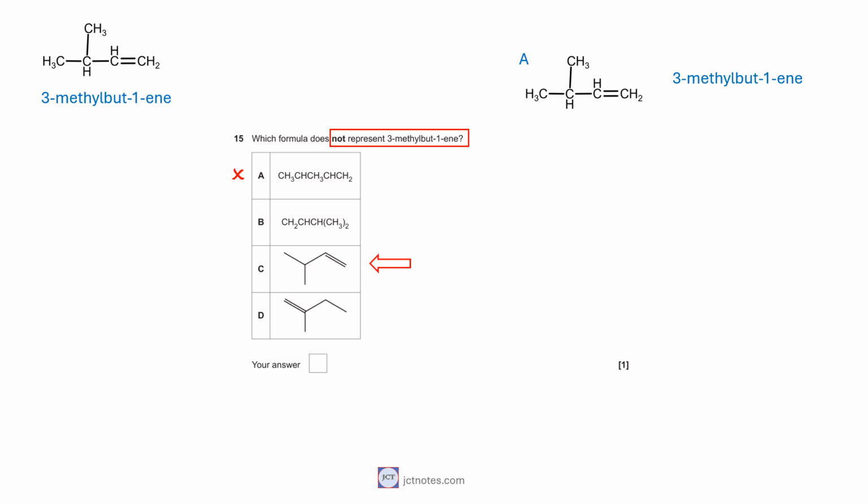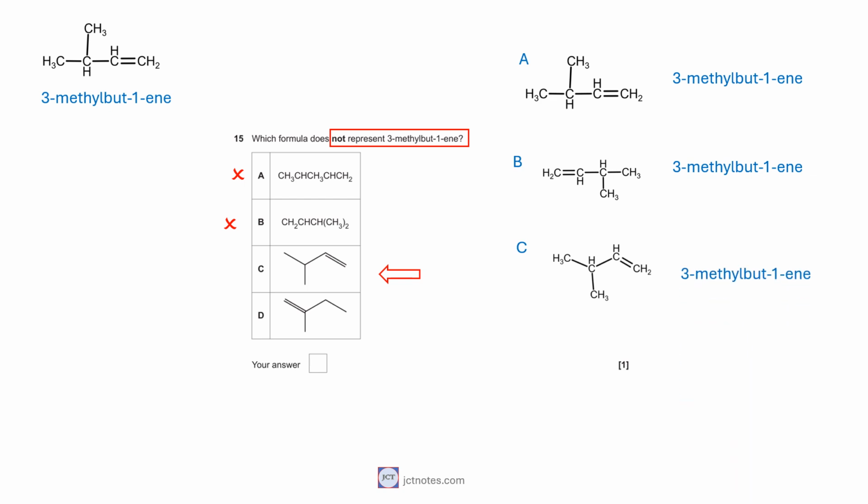In option B, if we draw the structure adding the relevant bonds, we have... That is also 3-methylbut-1-ene but drawn in the opposite direction. Option B is not the answer. In option C, if we draw the structural formula instead of the skeletal formula, we can identify it as 3-methylbut-1-ene. Option C is not the answer. In option D, if we draw the structural formula instead of the skeletal formula, this is not 3-methylbut-1-ene, it is 2-methylbut-1-ene. Therefore, the answer is D.